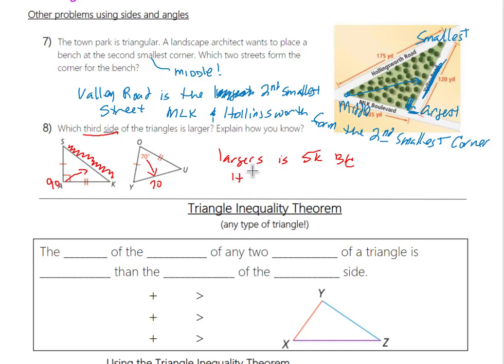So SK is the largest side between the two triangles. YU then would probably be the next size side.